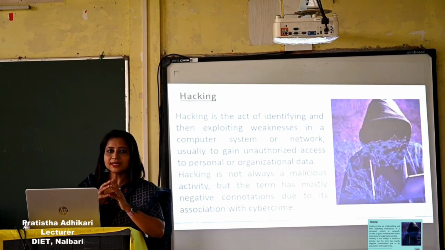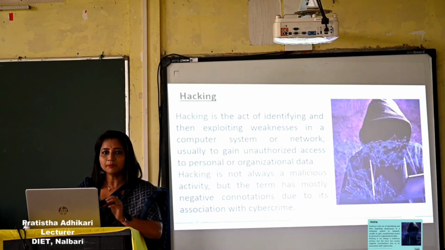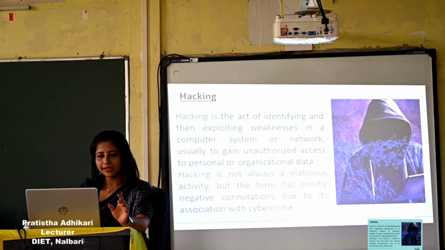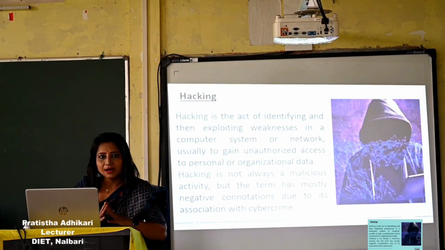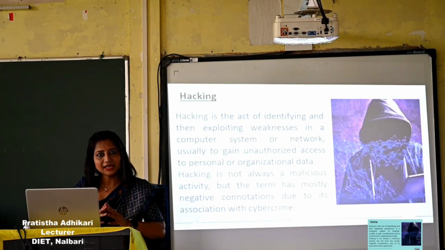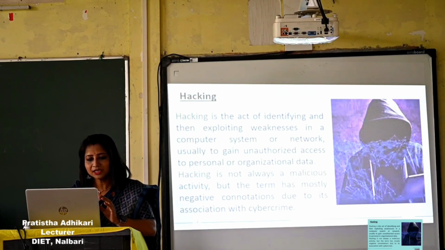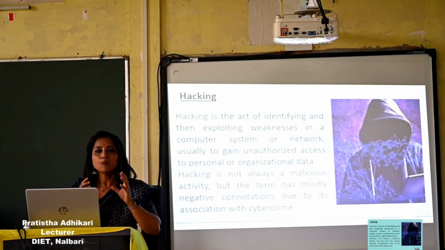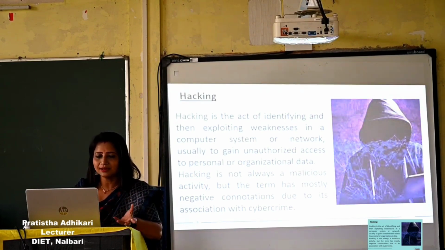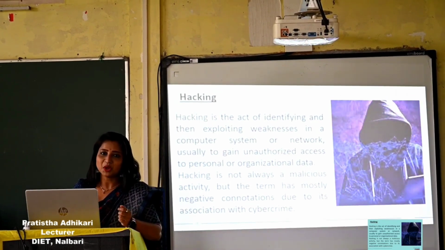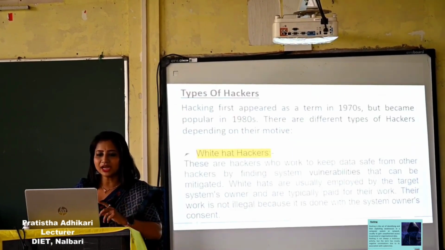So it is something that through unauthorized means we can get access to the data which pertains to a particular system or network. But hacking is not always a bad thing as we generally think of. Hacking is malicious, but the term has mostly negative connotations due to its association with cybercrime, because most of the cybercrimes use this hacking techniques to steal information. So hackings or hackers are also of different types. So let us have a look, what are the different types of hackers?